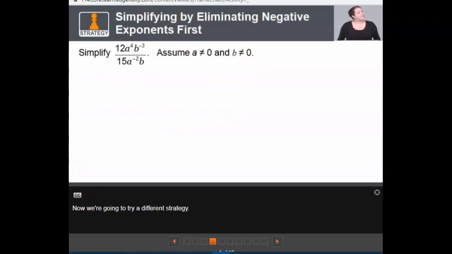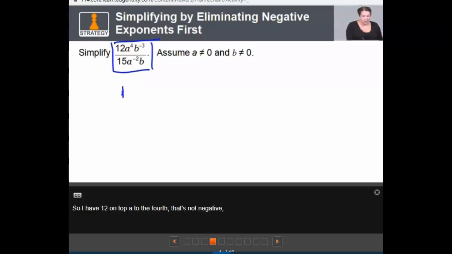Now we're going to try a different strategy. I'm going to use the same expression from before, 12a to the 4th, b to the negative 3rd, divided by 15a to the negative 2 times b. And I'm going to simplify by first eliminating the negative exponents. So first, let's get rid of these negatives.